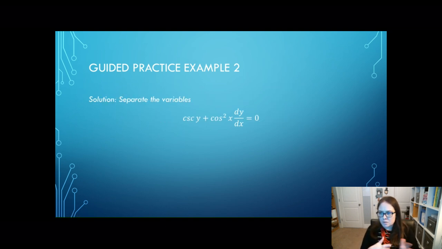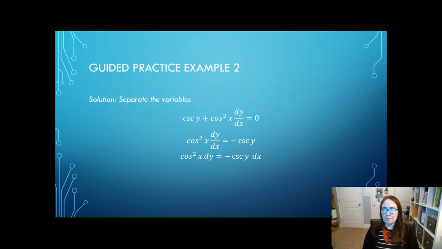So I'm trying to get y's on one side and x's on the other. I'm going to start by taking that cosecant of y and just subtracting it over to the other side. So now I've got cosine squared of x dy dx equals negative cosecant of y. So let's get rid of the fractions. I'm going to multiply the dx over to the right side of the equation.